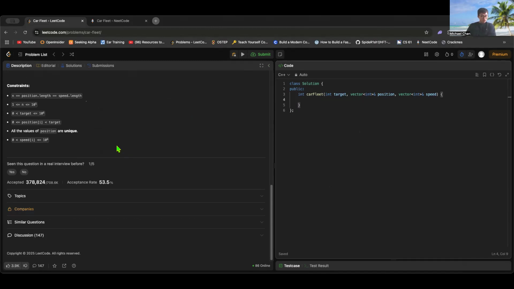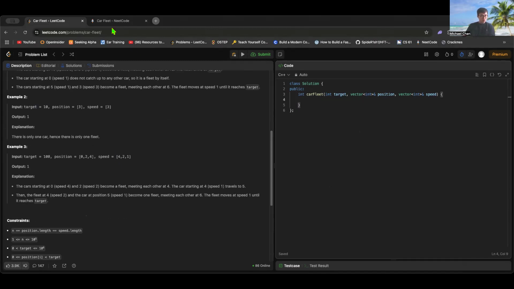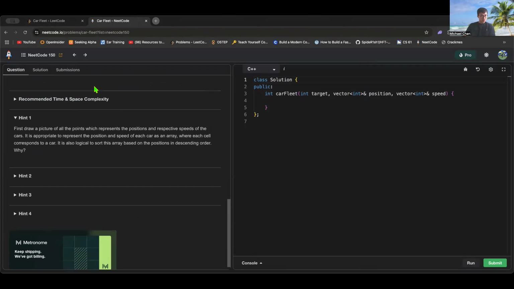Give me a hint. Oh, there's no hint. Okay. Well, I need a NeetCode hint. First, draw a picture of all the points which represent the positions and respective speed of the cars. It is appropriate to represent the positions and speed of each car as an array, where each cell corresponds to a car. It is also logical to sort this array based on the positions in descending order.